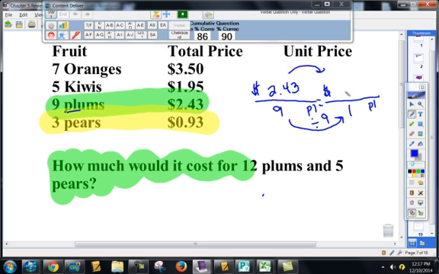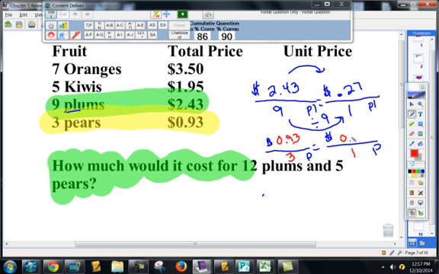Dividing by 9. What does that give me for a unit price? Gives me 27 cents. And which is what you guys plugged in. This one here, do the same thing. We put our money, money. Gotta have labels on there. Pears and pears. Okay. I know that it costs 93 cents for 3 pears.